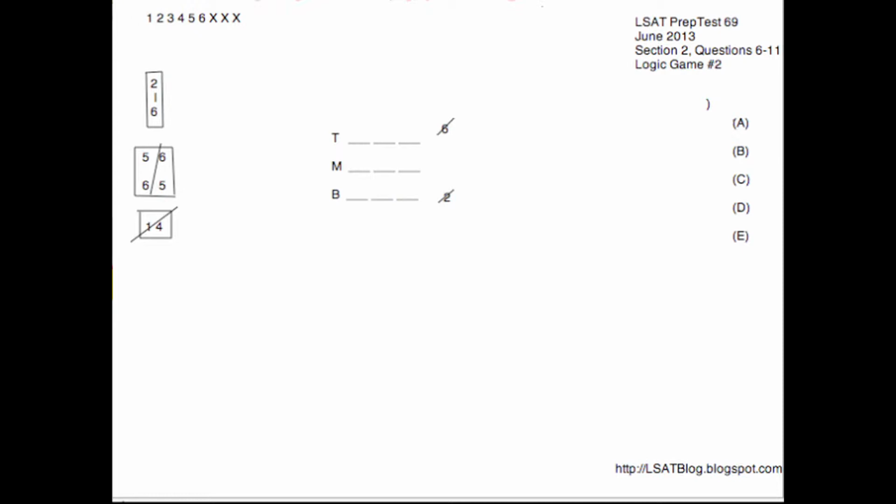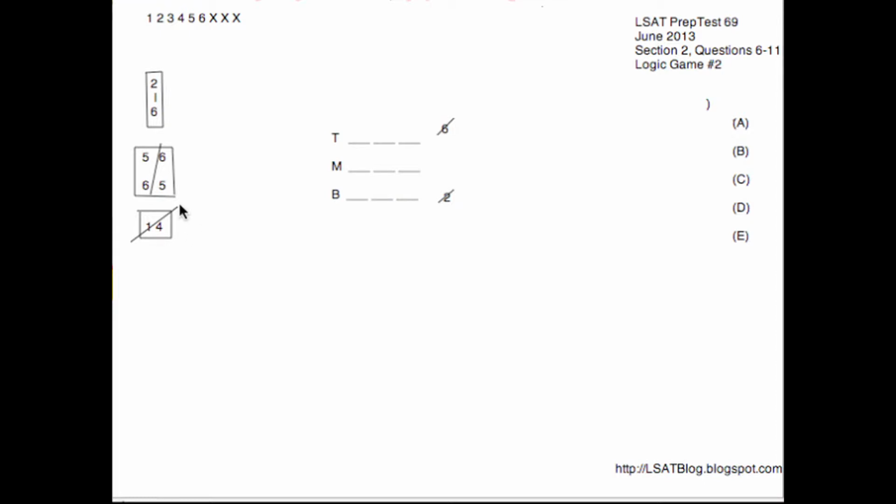They tell us that 2 is above 6, so I've laid out 2-6 here, 2 coming higher up than 6, given our top, middle, bottom orientation here. They tell us that also, based on that, 6 cannot be on the top and 2 cannot be on the bottom. They tell us that 5 and 6 have to be on shelves that touch, could be in either order. And they tell us that 1 and 4 cannot be on the same shelf.